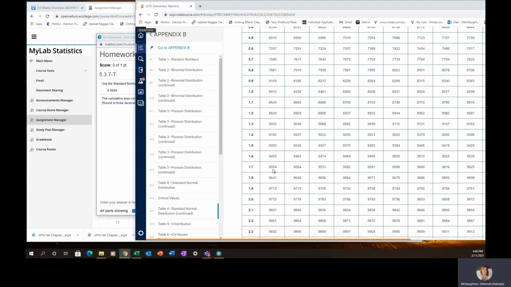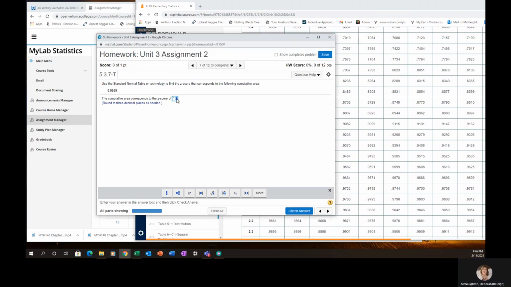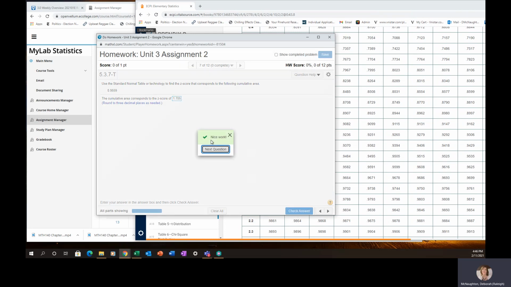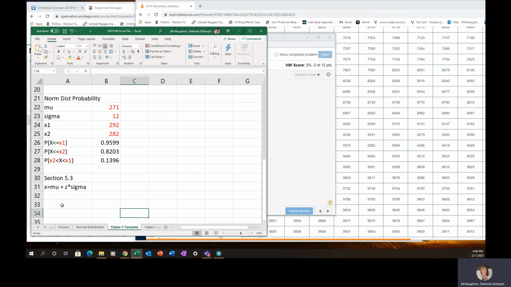Okay, so let's look. If I add 0.5 to this and subtract 0.5 from this, I get the one in the middle. So it's going to be 1.705. Let's check that one. Okay, so that's what it wanted. It wanted it to 3 decimal places. But let's look at how to do this in Excel. It's actually easier to do it in Excel.